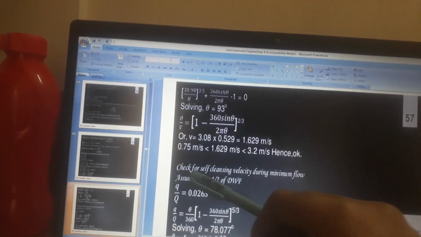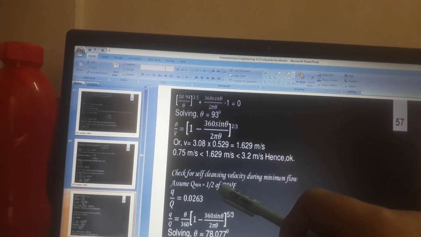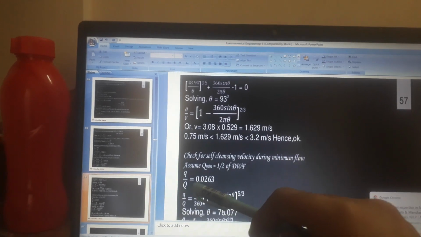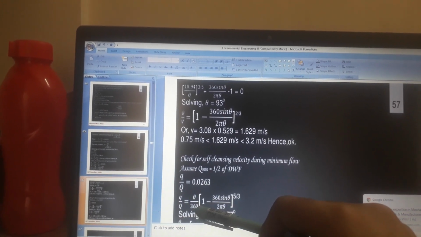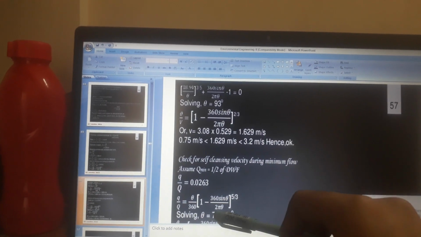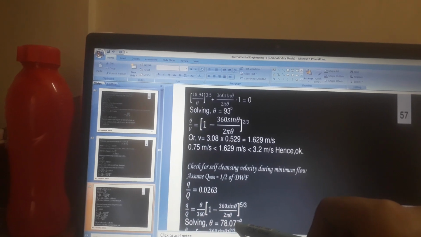Hence okay. Check for self-cleansing velocity during minimum flow. Assume Q minimum is equal to 1 by 2 of DWF. Small q by capital Q is equal to 0.0263. Small q by capital Q is equal to theta by 360 into 1 minus 360 sin theta by 2 pi theta whole raised to power 5 by 3. Solving, theta is equal to 78.0777 degree.